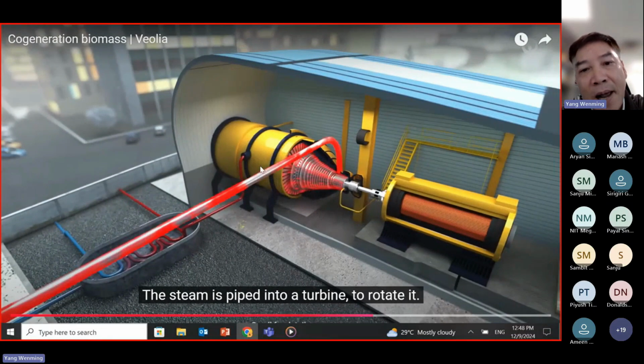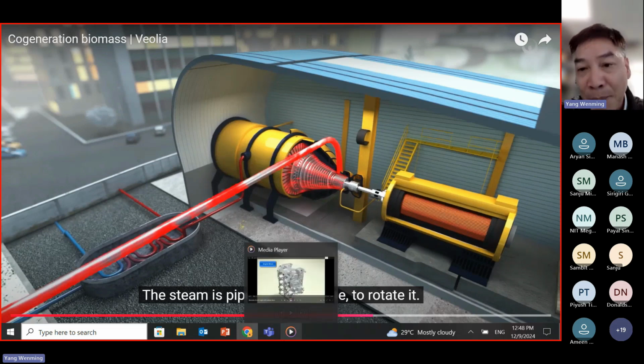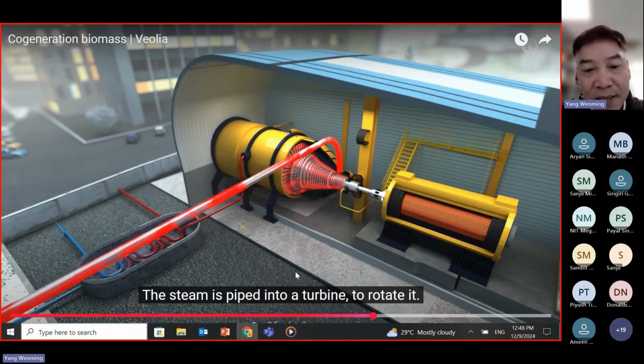Now we can see the high pressure, high temperature steam flows through the steam turbine and drives the steam turbine to move. In this process, thermal energy is converted into mechanical power. And again, this steam turbine is connected with this generator, so we can further convert the mechanical power into electricity.